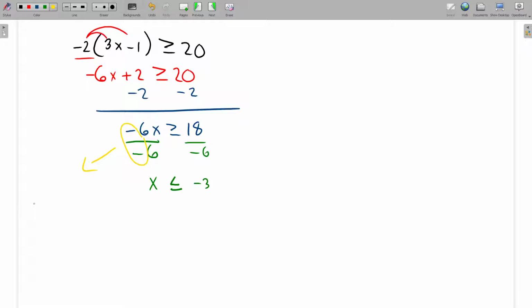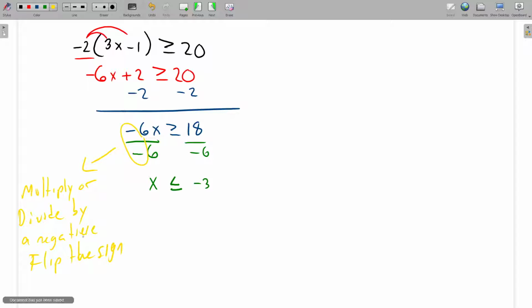So this is happening because of this. When we multiply or divide by a negative, we flip the sign, the inequality sign.